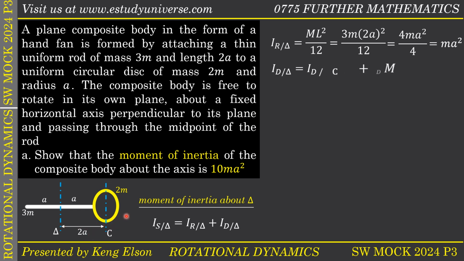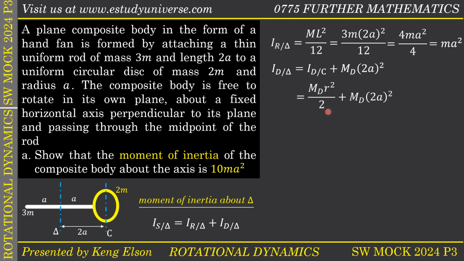So from the parallel axis theorem, the moment of inertia of this disc about the axis delta is equal to the moment of inertia of the disc about an axis passing through the center plus the mass of the disc times the square of the distance separating the two axes. From here we know the standard result for the moment of inertia of a disc about an axis passing through its center is the mass of the disc times the square of the radius divided by 2. Like I said, we just need to use the standard results. No need to use integration to derive it again, since we have not been asked in the question to do so.